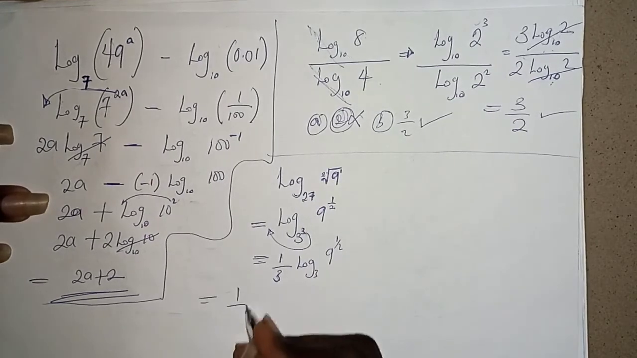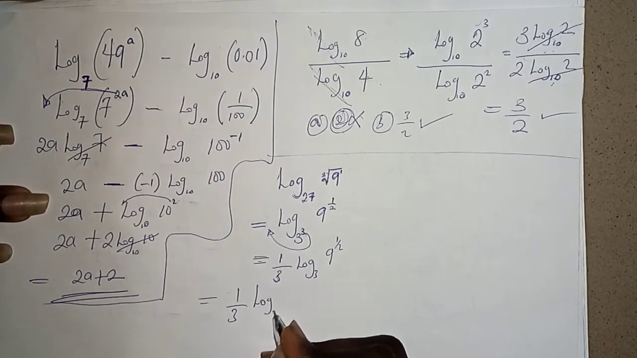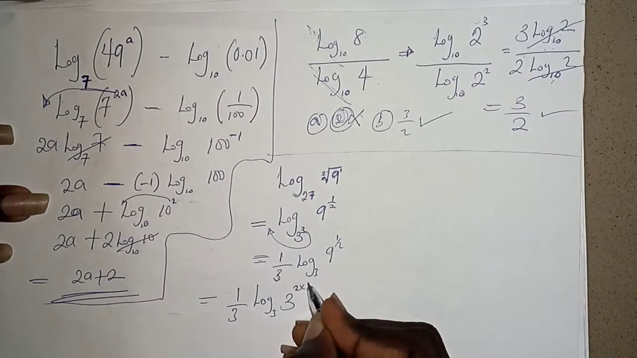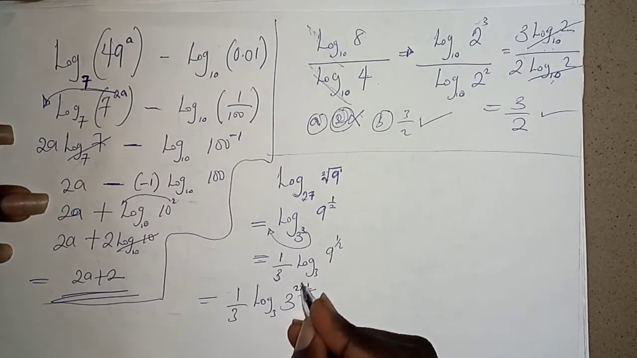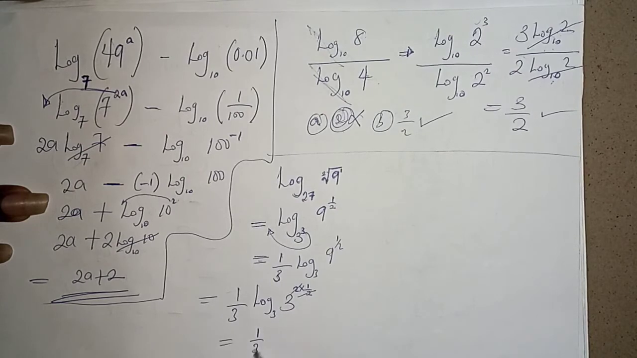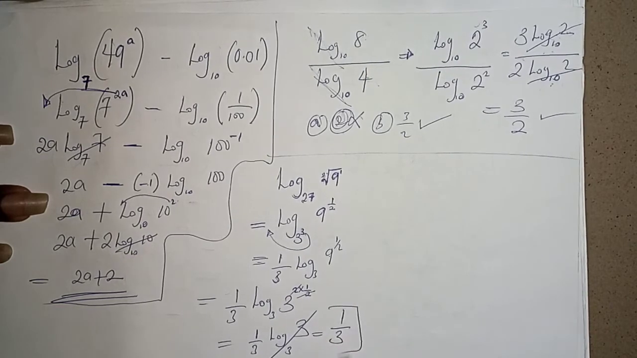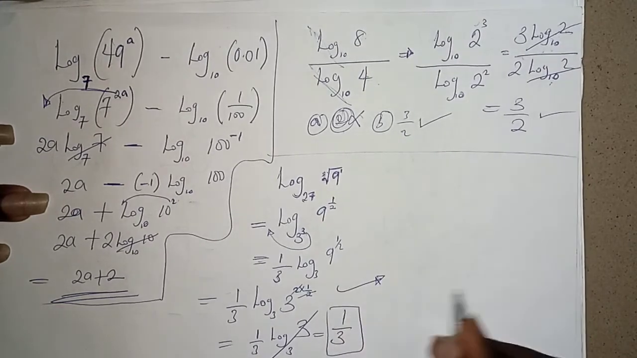Then whatever you have to do from here now is logarithm to base 3. This 9 is 3 squared. And the square is still multiplying a power over there, which is 1 over 2. 2 cancels 2. I have 1 over 3 left. So I have log 3 to base 3. This is 1. Final answer is what? 1 over 3.